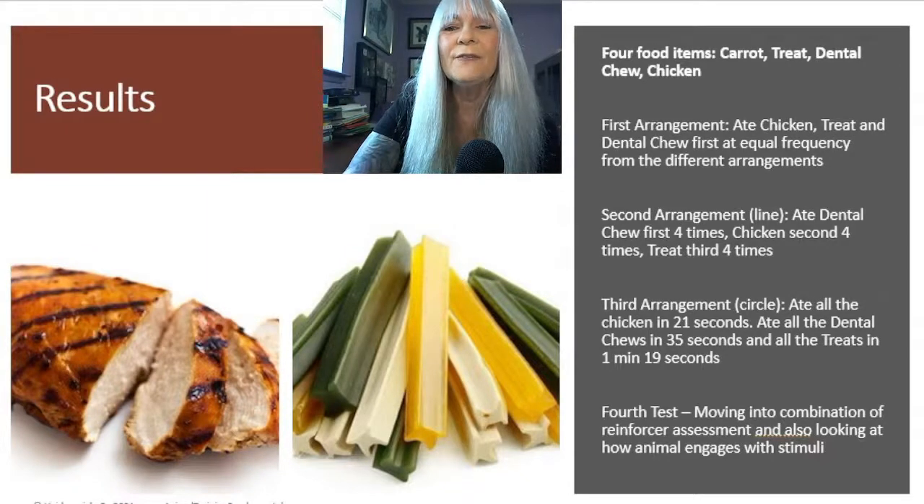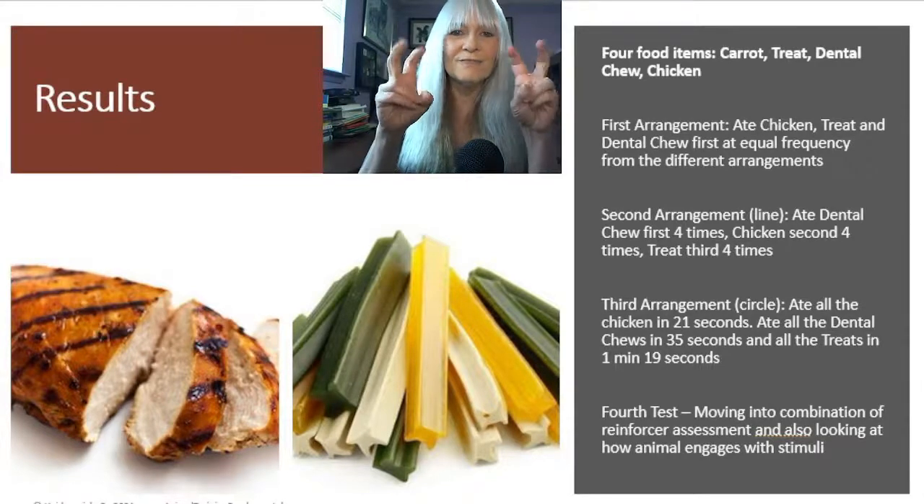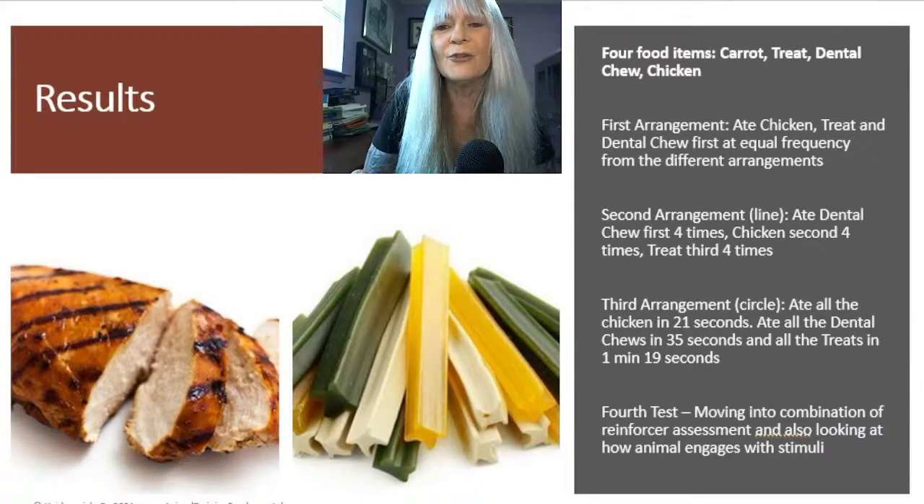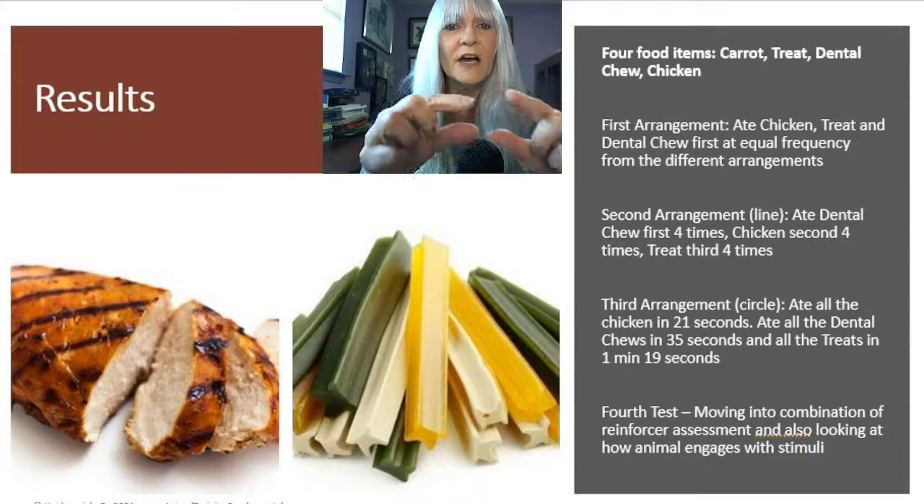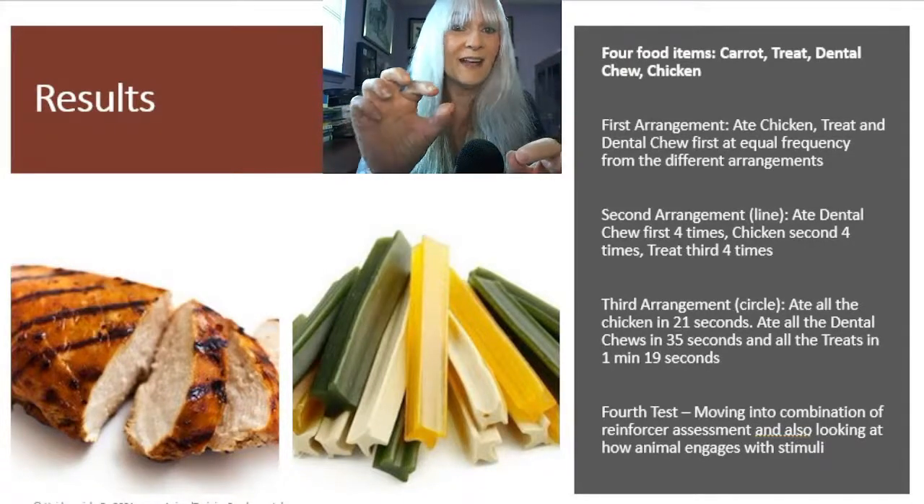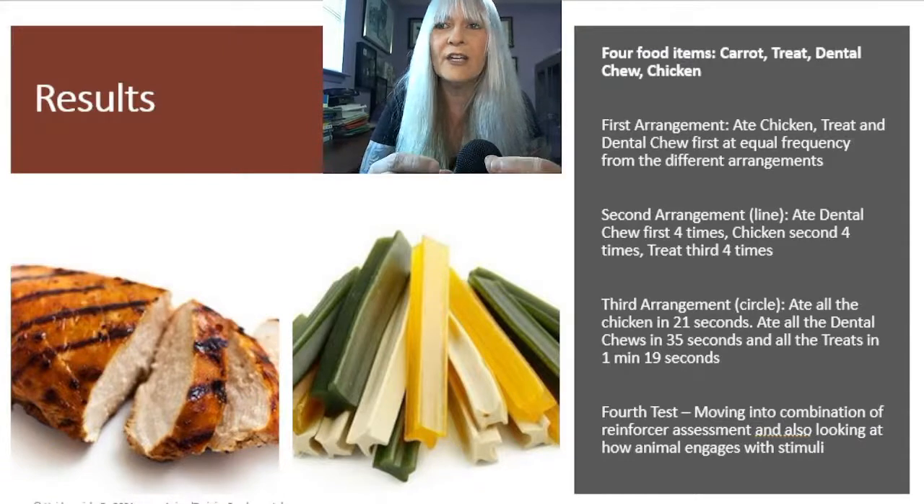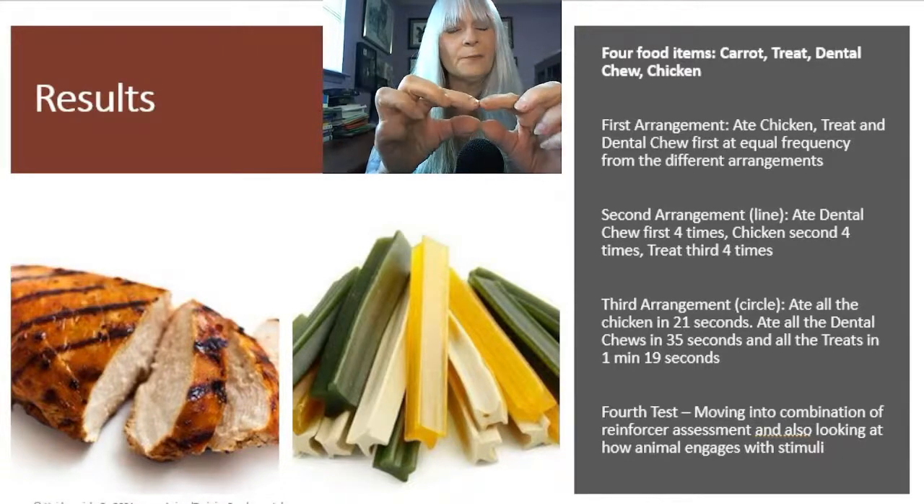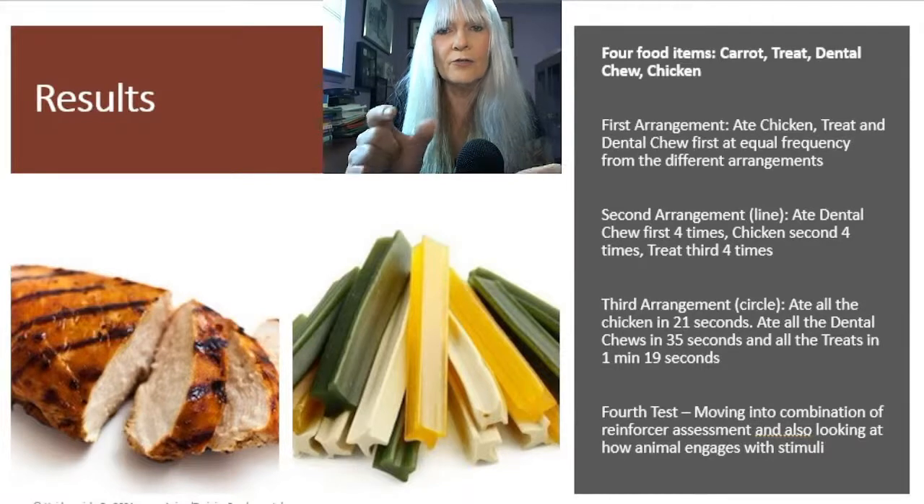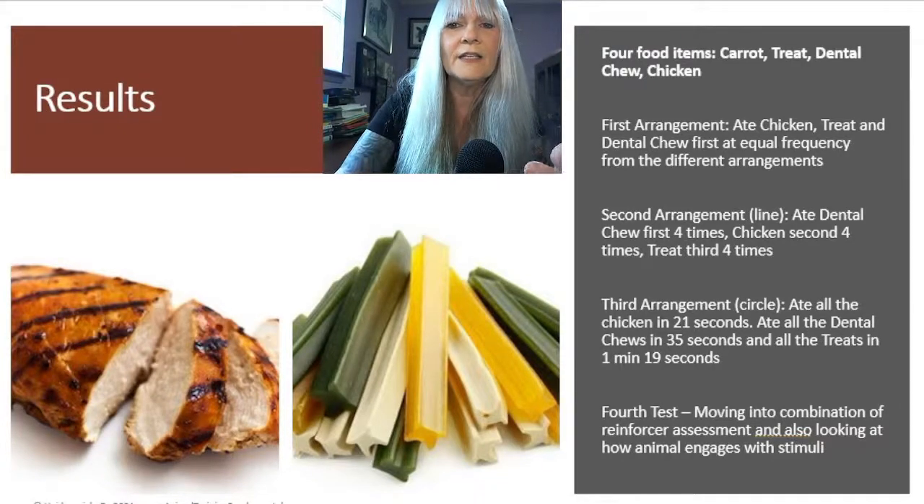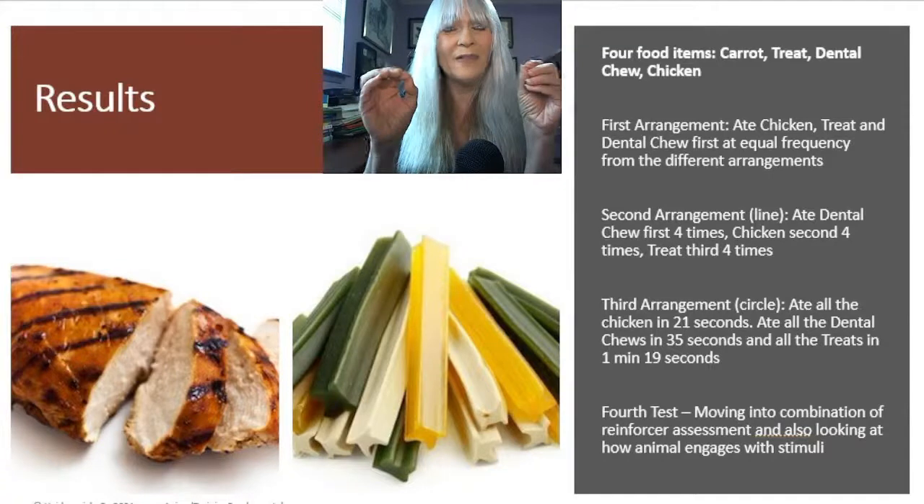So in the first arrangement, he ate the chicken and what I call just the dog treat and the dental chew. And I will point out that I tried to cut the pieces in about the same size. But the chicken is thicker than the dog treat. The dog treat is the same length, but it's flatter. He ate the chicken, the treat, and the dental chew first at equal frequency from the different arrangements. So it seemed they were about equal in value.